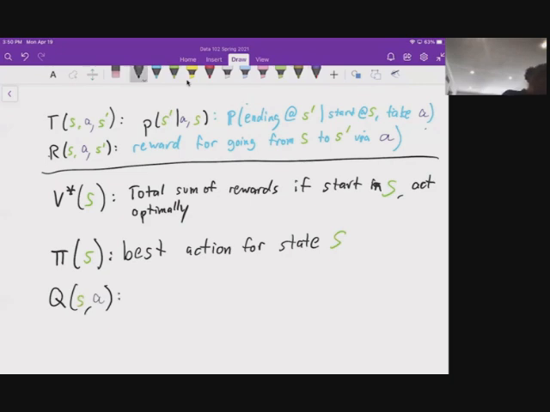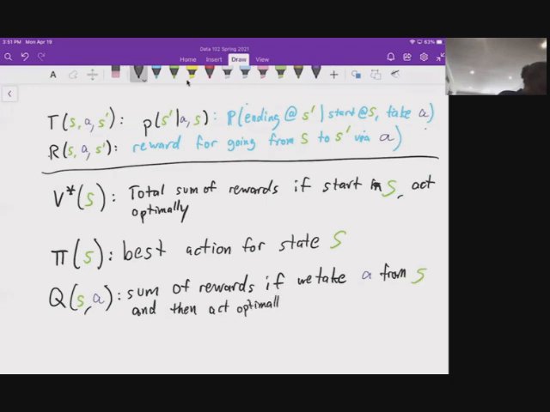And it's the sum of rewards if it's just like V star, except it's more specific. It's talking about that specific action. We take action A from state S and then act optimally. Okay, so these are defined in terms of the optimal actions. They're useful quantities, and we'll end up defining recursions in terms of these.